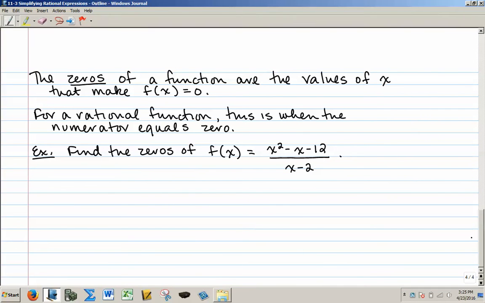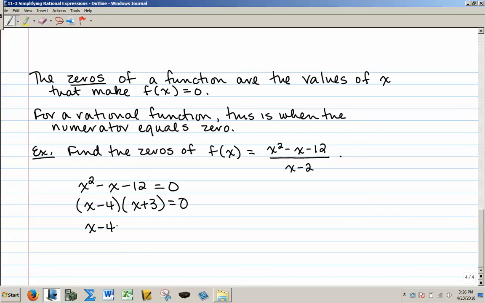So here's an example. It says find the zeros of the function f of x equals (x squared minus x minus 12) over (x minus 2). This time, I really don't care what's going on with the denominator. I'm just going to focus on what's going on top. So I'll take my numerator, x squared minus x minus 12, and make that equal 0. Because remember, what I want is the values of x when the numerator equals 0. And as we saw in the previous example, this factors into an (x minus 4) and an (x plus 3).